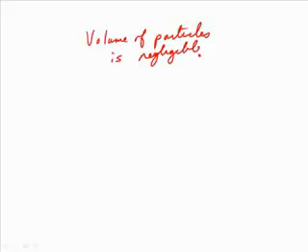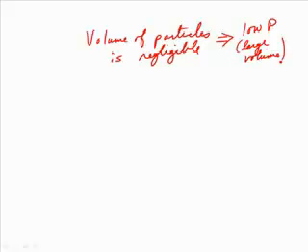which this would imply low pressures, because low pressures are typically a function of a large volume. And in large volumes, the volume of the individual particles would be negligible. The other thing is that we want conditions where there are no interactions, attractions, or repulsions between the particles.